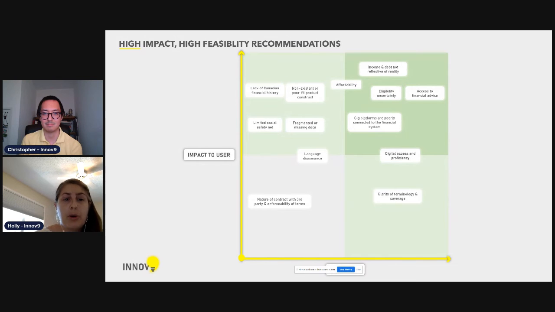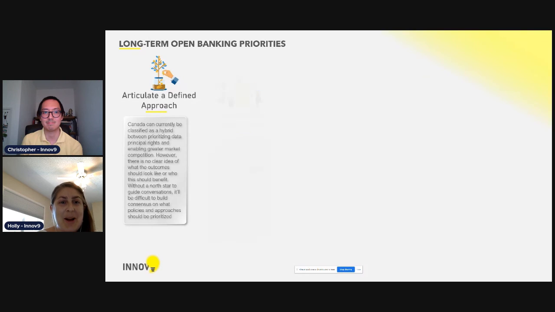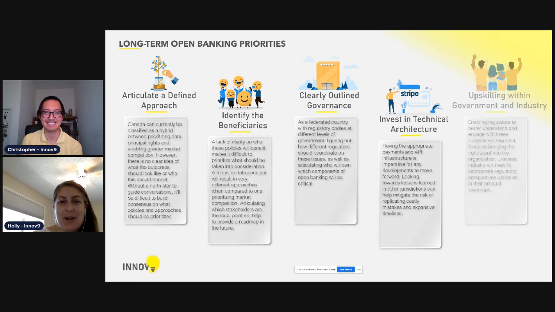So what we proposed with this framework was to run it multiple times with many different kinds of folks, because we're at a very nascent stage here in Canada with open banking, and to find out where are those real pain points that end up in that top left-hand part of the matrix, so that we can use it as an information source to inform the design of the Canadian open banking system to come. So these were our long-term priorities or policy solutions that we proposed.